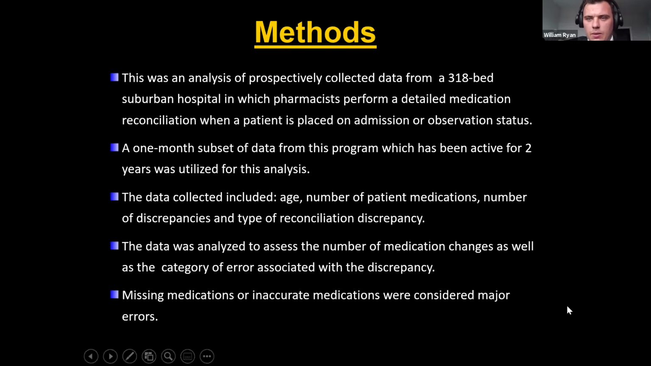So this is how we performed the analysis. The hospital that we did this at was a 318-bed suburban hospital, and at this hospital, pharmacists performed medication reconciliations at the time of admission or observation status. This is a process that had been going on for 2 years at the time when we decided to do this study. So we took a 1-month subset of this data in order to analyze it. The data that they collected included the age, number of patient medications, number of discrepancies, and the types of reconciliation discrepancies.